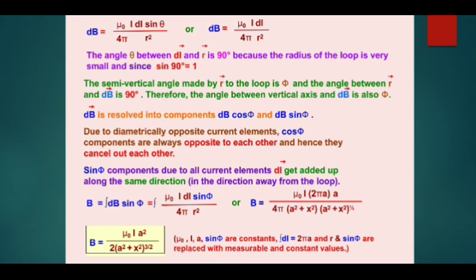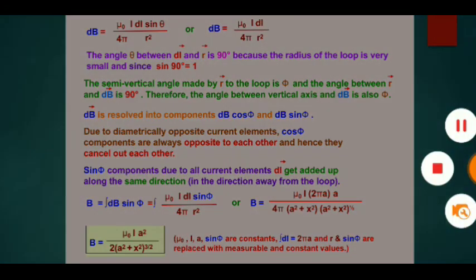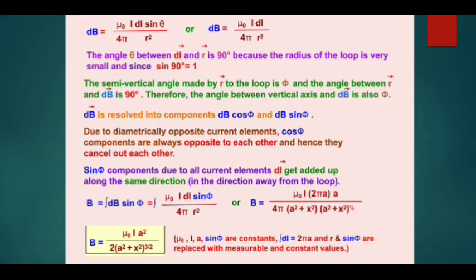The same one, so that is the handwritten notes. Now again the same question. dB is equal to mu naught I dl sin theta divided by 4 pi r square.